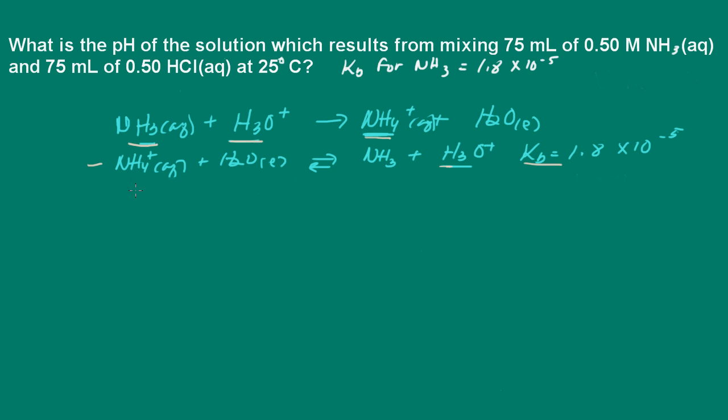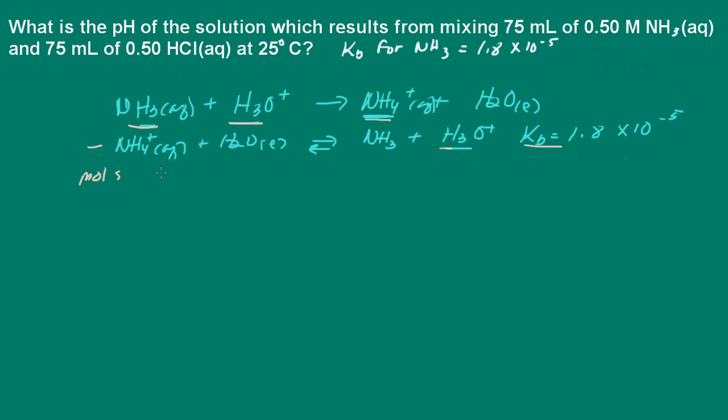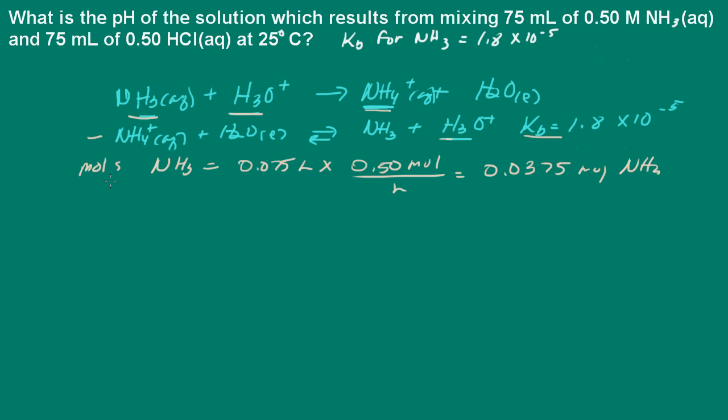So first let's determine the amount of ammonia and hydrochloric acid that result. Again, remember in this case we have equal amounts of acid and base, so we're going to end up with an acidic solution due to the ammonium ion. So the moles of ammonia will be equal to the volume of ammonia, which is 75 milliliters, and then we can multiply that by the molarity. Remember, we have to convert the 75 milliliters to liters. Here we have 0.5 moles per liter of ammonia, and that gives us 0.0375 moles of ammonia.